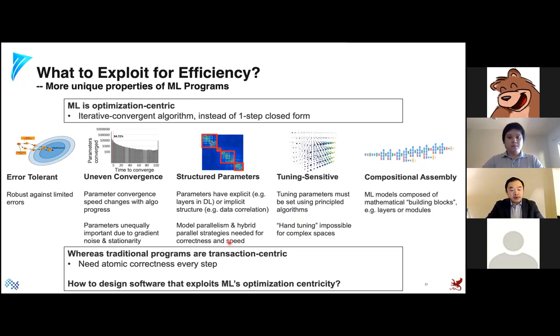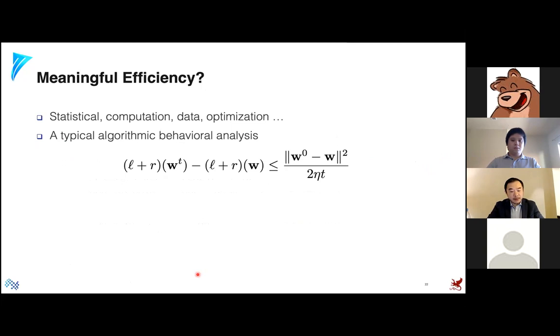Therefore, we want to establish this belief that system design for machine learning is solving an optimization-centric problem, not a transaction-centric problem. Therefore, there is a different set of loss functions and priorities we have to study compared to our old practice of parallel computing. For example, how to define meaningful efficiency.